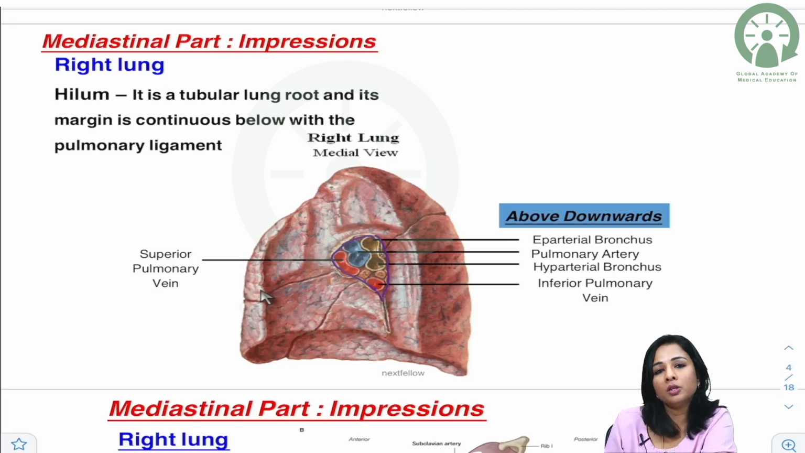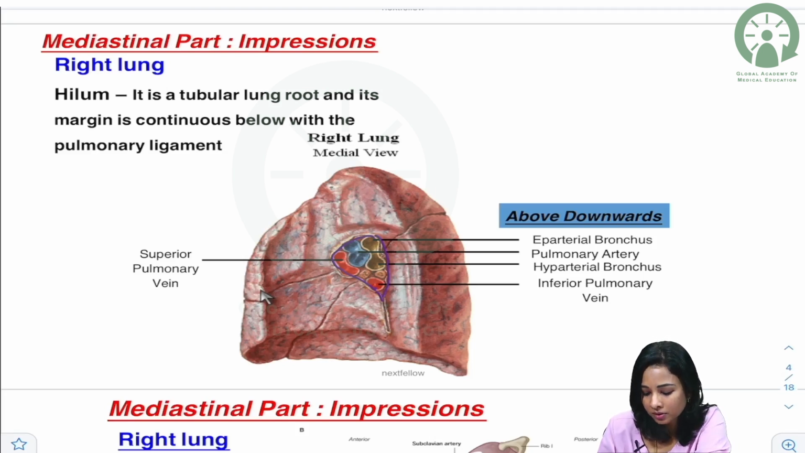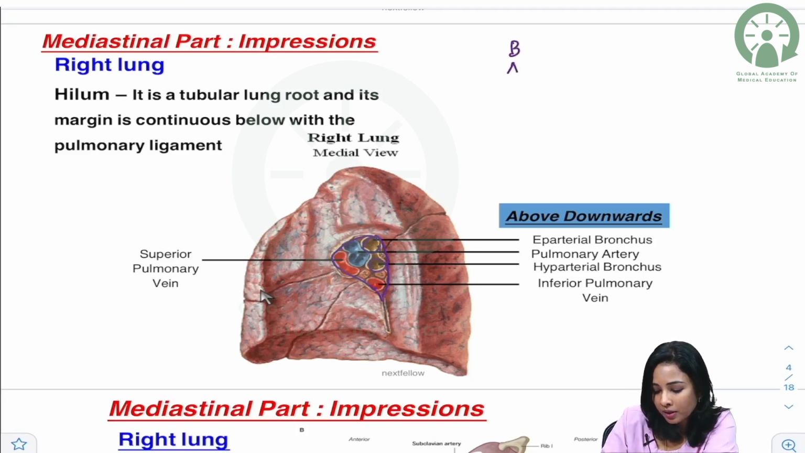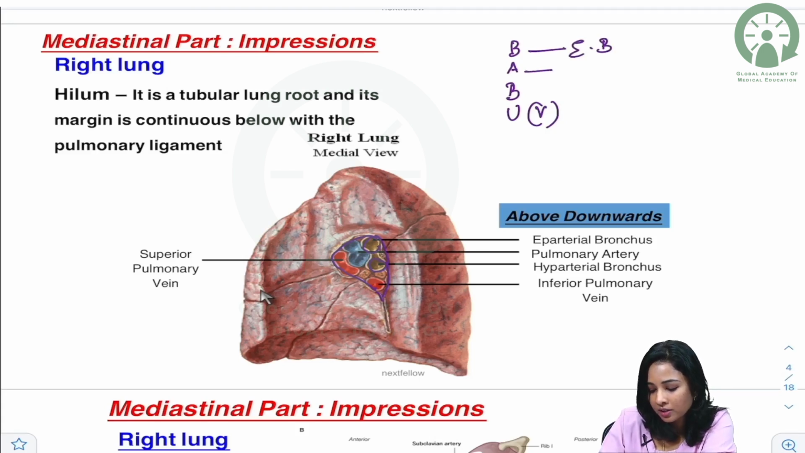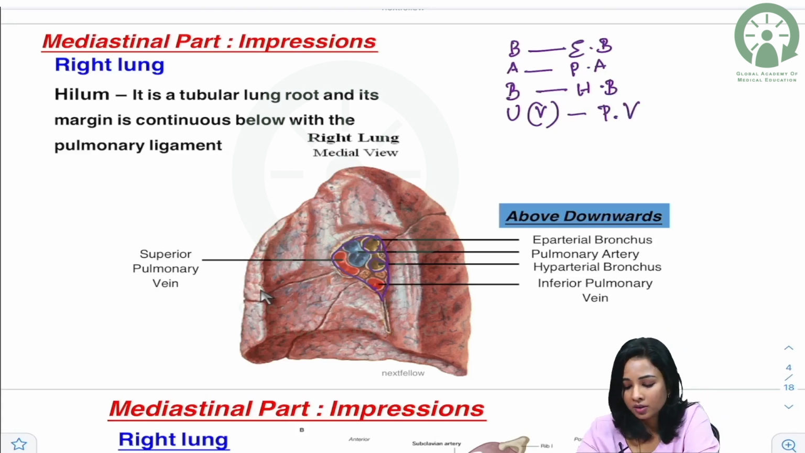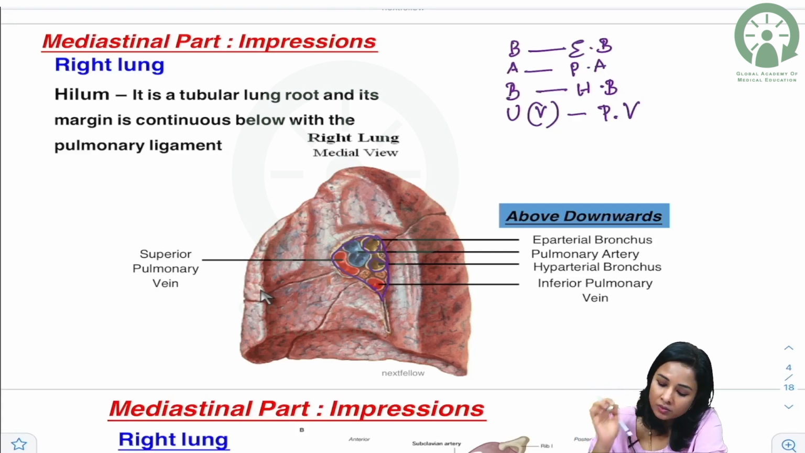In the right lung, the principal bronchus, before entering the lung itself, divides into eparterial and hyparterial bronchus. You can remember the abbreviation as BABV. B is for eparterial bronchus, then A is for the pulmonary artery, B is for hyparterial bronchus, and V is for the pulmonary veins. So this is how the order is inside the hilum of the right lung. First will be the eparterial bronchus, then pulmonary artery, hyparterial bronchus, and pulmonary veins from above downwards.